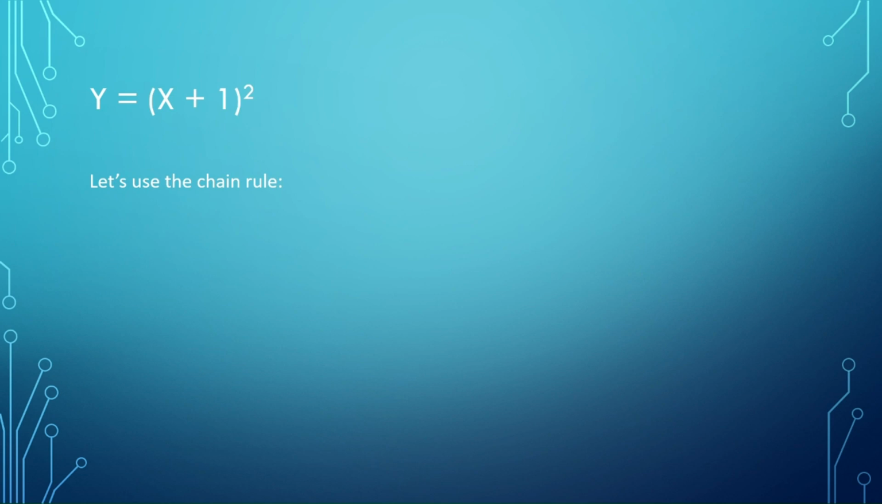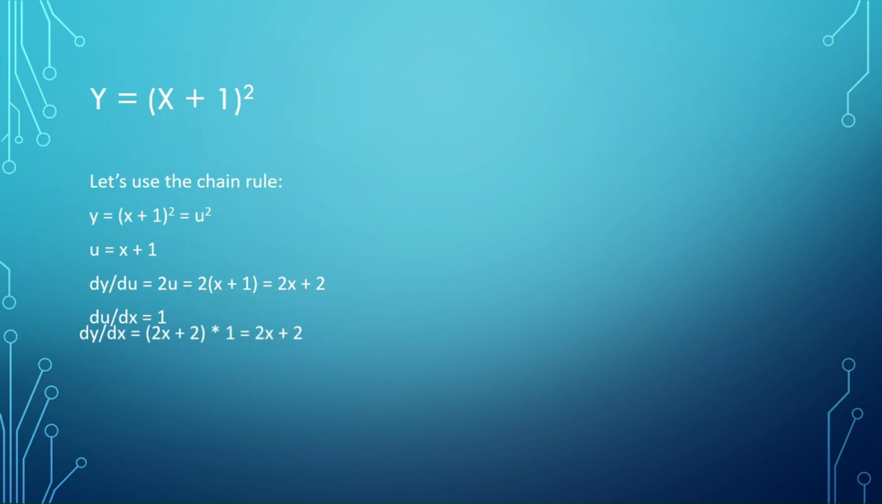Let's use the chain rule now. So let's see how this works. Let's substitute x plus 1 for u, and then we have dy by du and du by dx. And then multiply them together. The du's cancel out. So we get 2x plus 2 multiplied by 1, which is 2x plus 2.